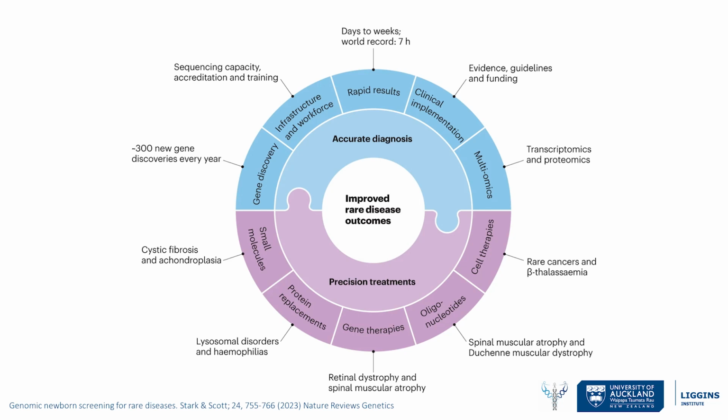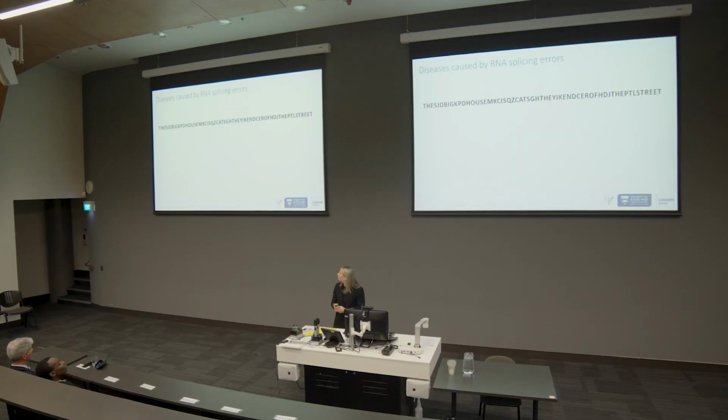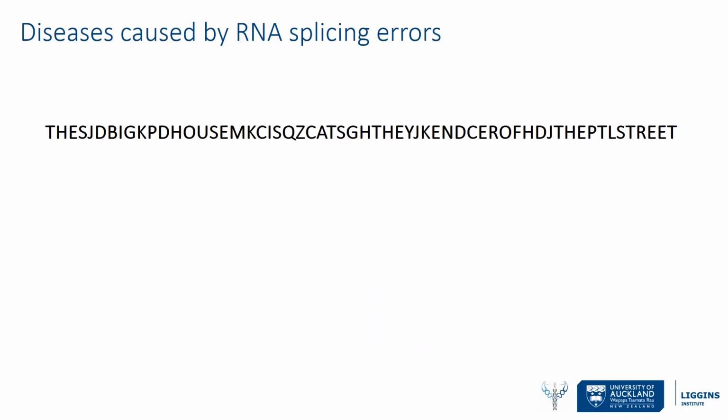As you've already heard a little bit from Frank and Denis, if we can provide a faster and more accurate diagnosis, this can facilitate the development of and access to precision treatments. The different types of precision treatments are shown in this figure, and I'll now walk you through a couple of these pioneering treatments. One group of diseases I want to talk about is those caused by RNA splicing errors. RNA, or ribonucleic acid, is an essential component in translating our DNA into functional proteins that our body can use.